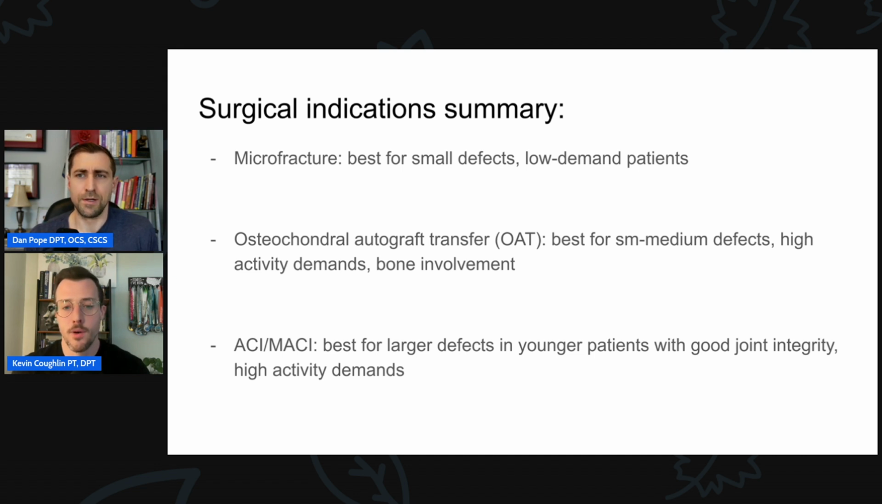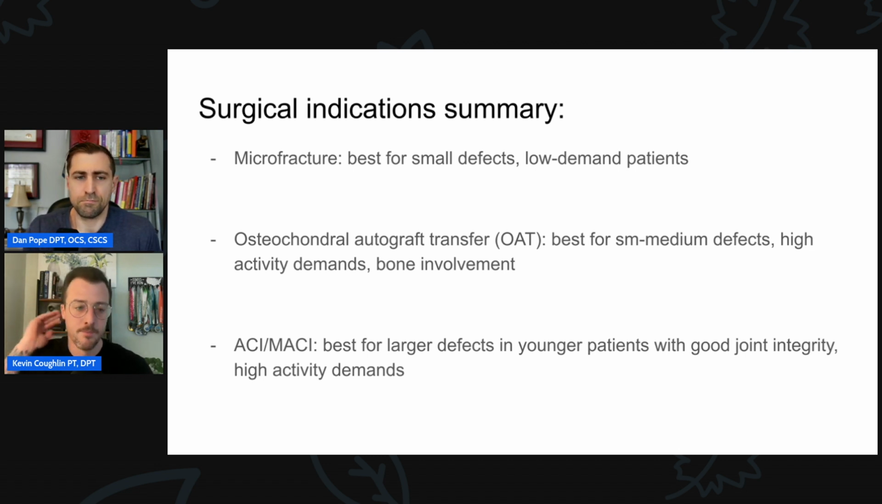The osteochondral autograft transfer, or the OAT, it's best for small and medium sized defects and patients with high activity demands, or they have bone involvement. They do say that because it's osteochondral, so they are taking bone plugs. And maybe if you have a pretty bad bone bruise and some cartilage issues, that's a good surgery for that type of person.